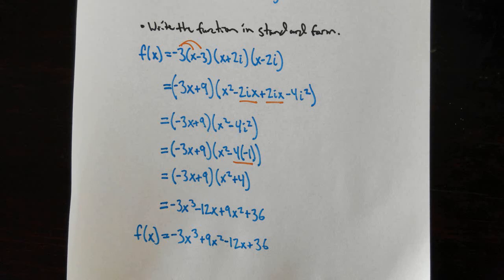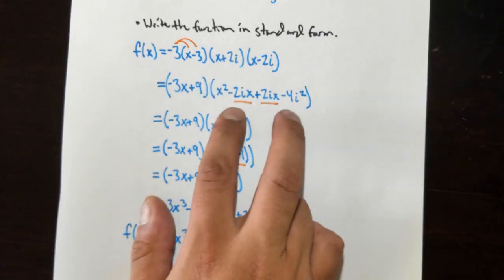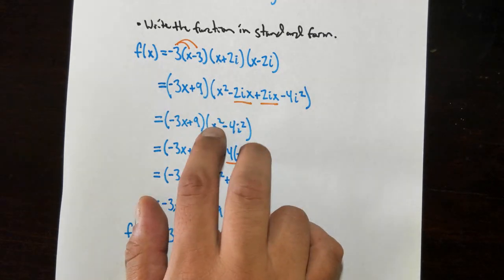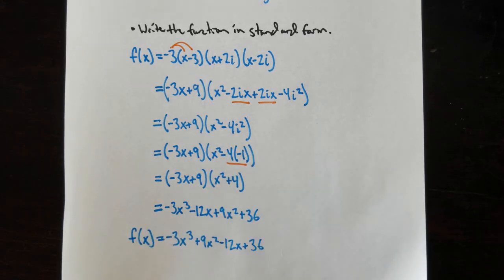So notice that the i's went away in our final equation here in standard form. So the trick with the i's, just remember that i squared equals negative 1. Multiply the two i's together to get this, and the middle ones should always cancel out. And then just substitute the negative 1 in for the i squared, and then it should work out just like the rest.